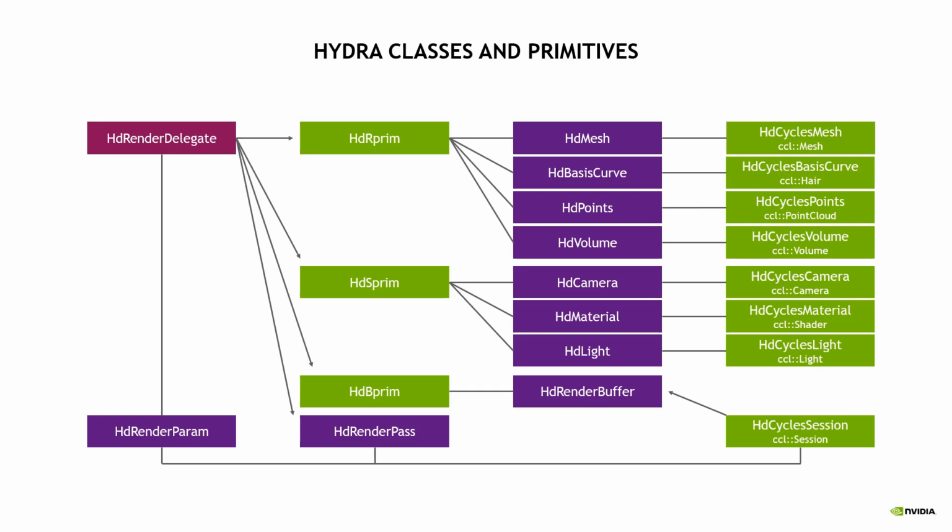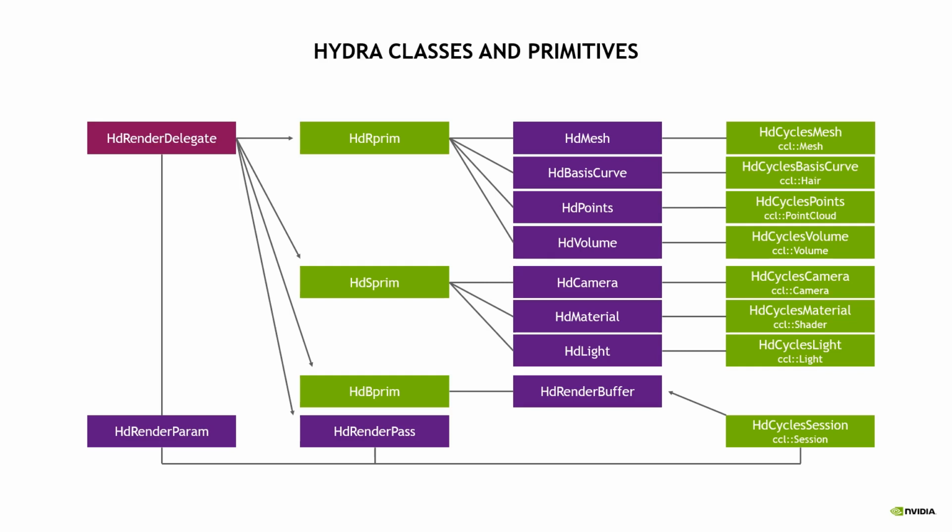This is also the point where we can initialize the Cycles session. To keep track of that session and pass it through the various other stages, Hydra conveniently provides the HD Render Param class to store it in. From then on out, Hydra will call into the HD Render Delegate instance whenever the render index has deemed that a new primitive needs to be created, for example, after a new object was added to the scene. To ensure we only end up with primitives that Cycles can understand, the HD Render Delegate class provides a method to return a list of supported primitive types.